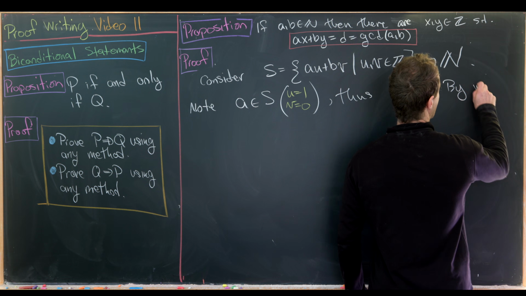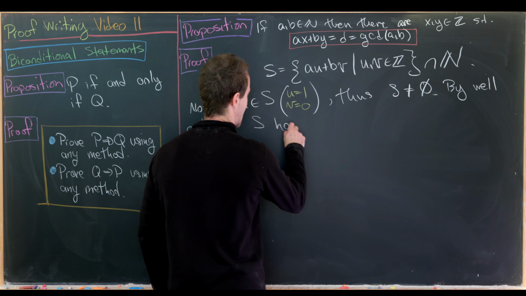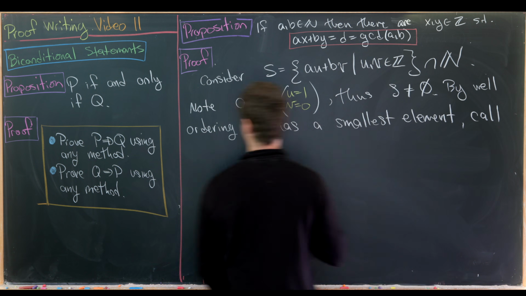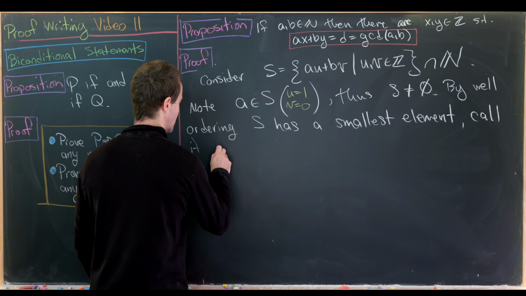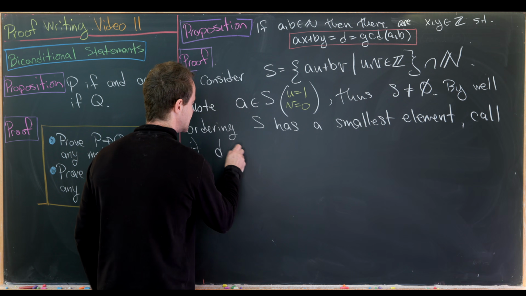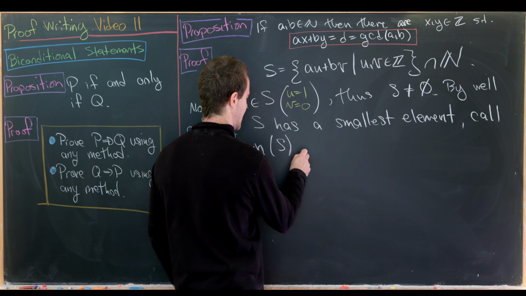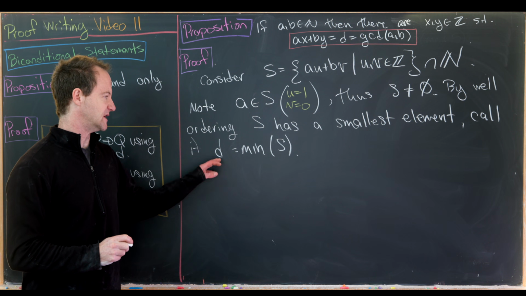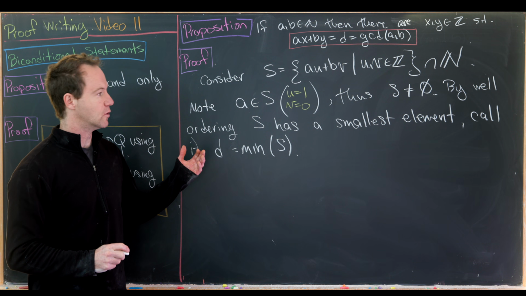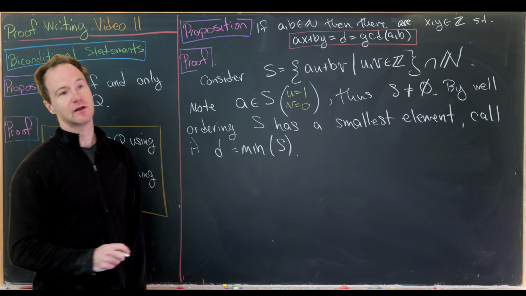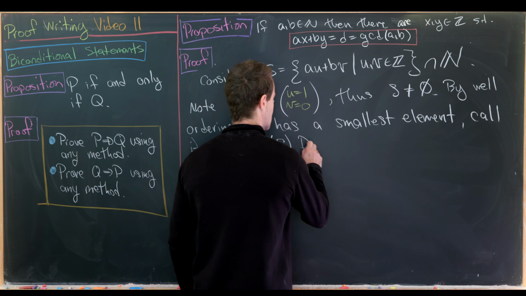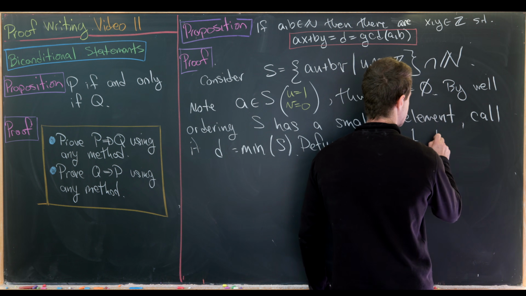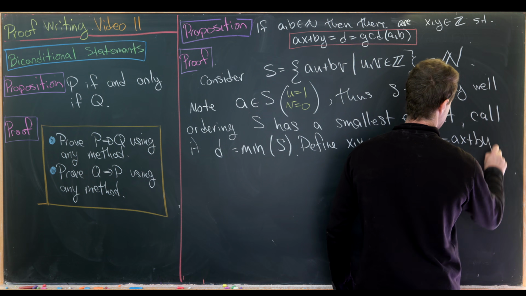So by well-ordering, S has a smallest element. And what will we call it? Well, based off of this up here, we'll call it D. So D is equal to the minimum of S. But since S is everything of the form AU plus BV, that means D is of this form too. And so we'll take the numbers that produce D to be equal to X and Y. So we'll define integers X and Y such that D equals AX plus BY.